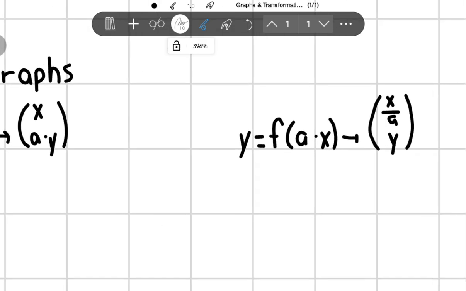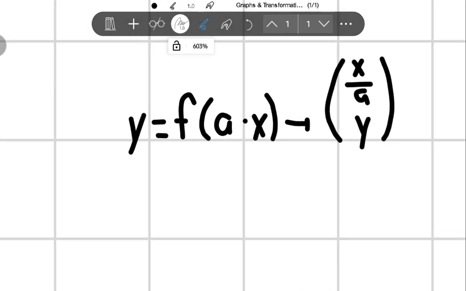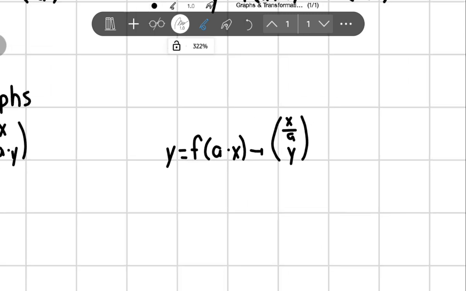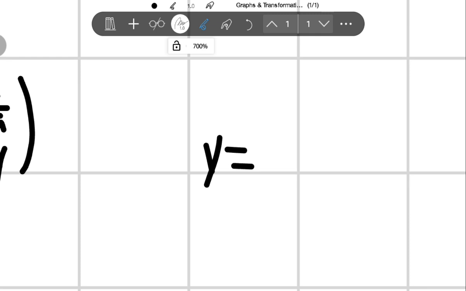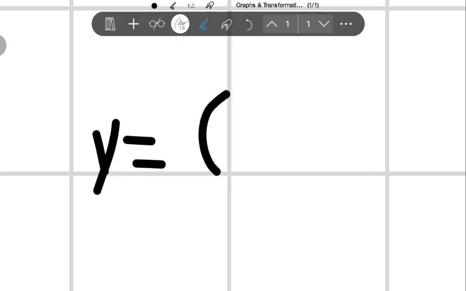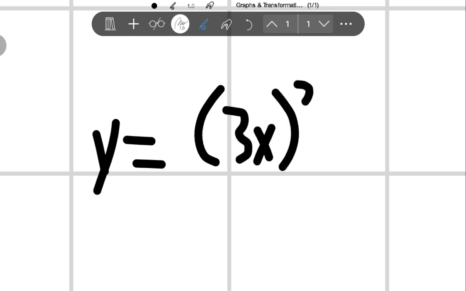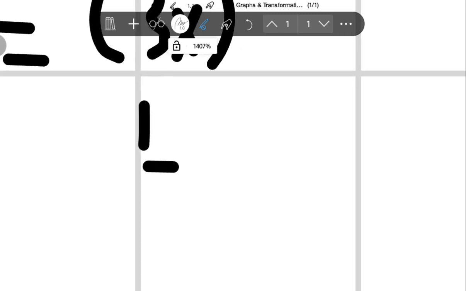But the opposite, of course, in the x manipulation of it, if you have y equals f of a times x, your x coordinates will actually decrease by a multiple of a. Basically, it's reciprocal. So let's say you were to have y equals 3x squared. Your x coordinates will each decrease by 1 over 3.